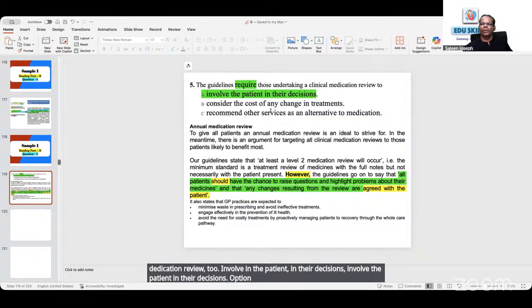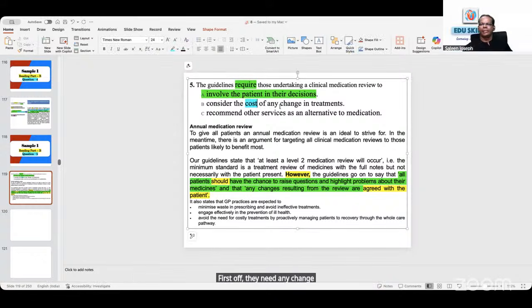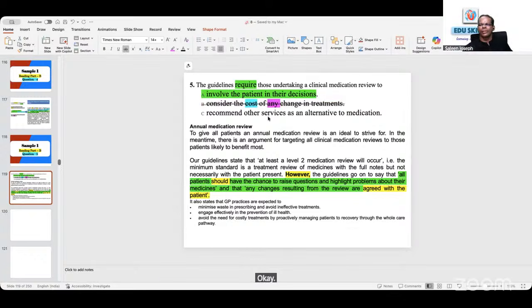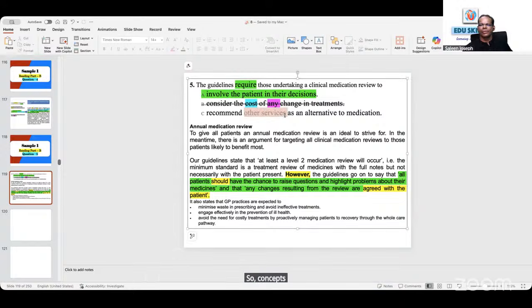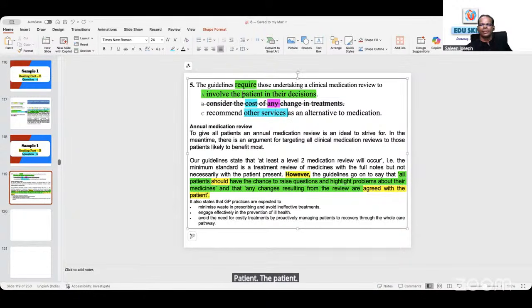Option B: consider the cost of any change in treatment. We'll eliminate that. Recommend other services as an alternative medication. So what are the concepts? Other services. Cost. And the involvement of the patient is a concept.